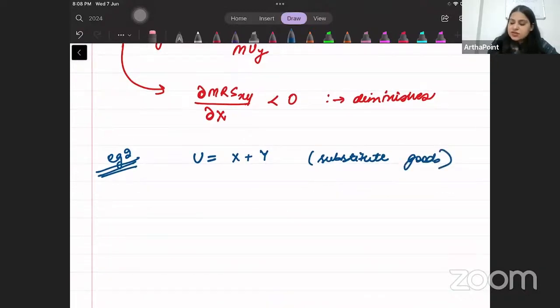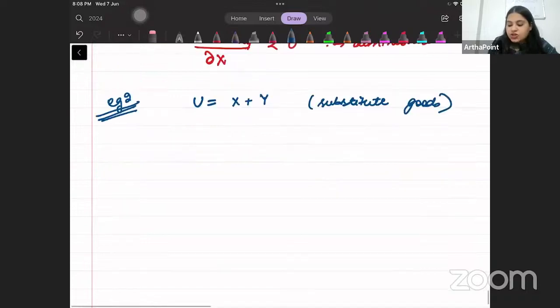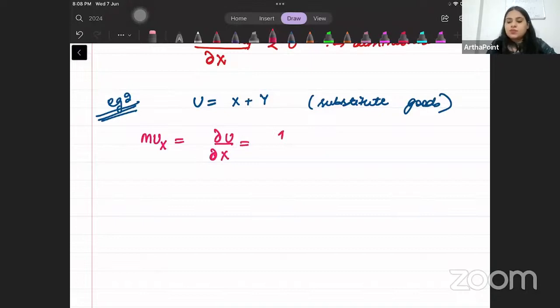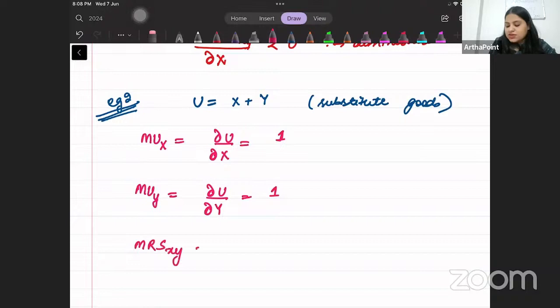Now, in this case, if I find marginal utility of good x, it will be how utility changes as x changes. When you differentiate this with respect to x, you will get 1. Similarly, when you differentiate marginal utility with respect to y, you will also get 1. So your MRS will be MUX by MUY, which will be 1.